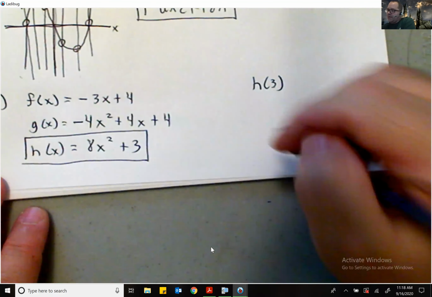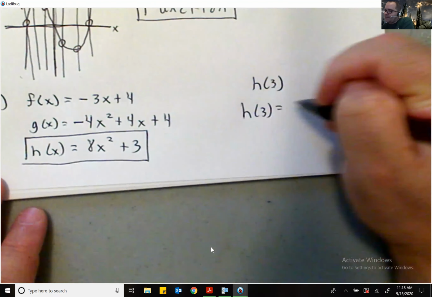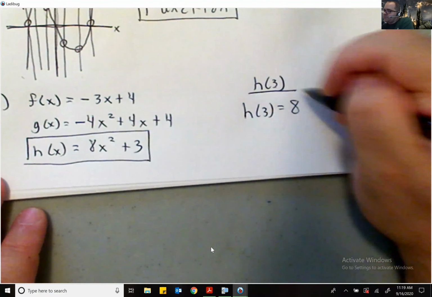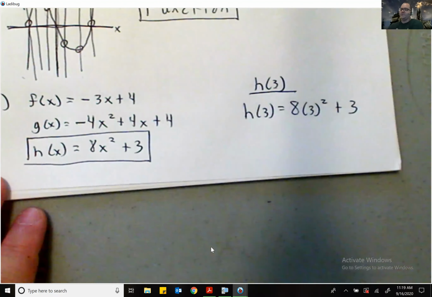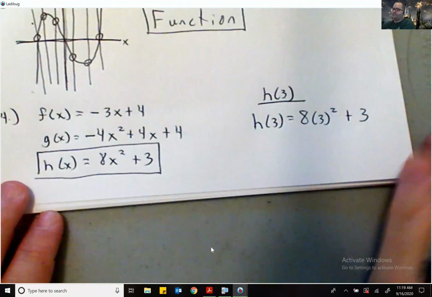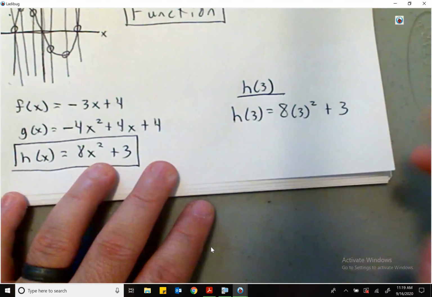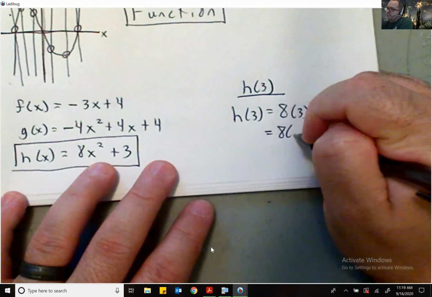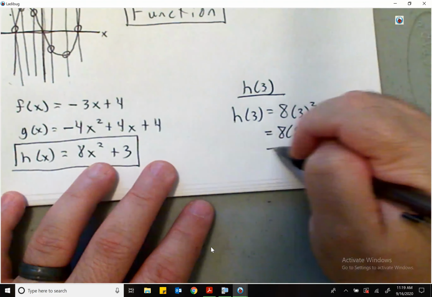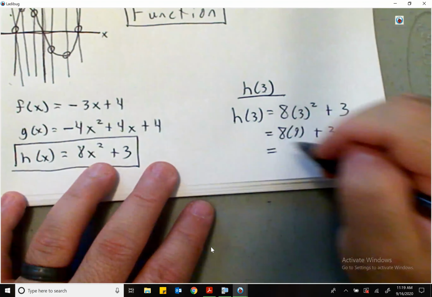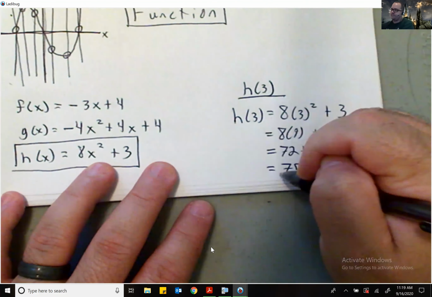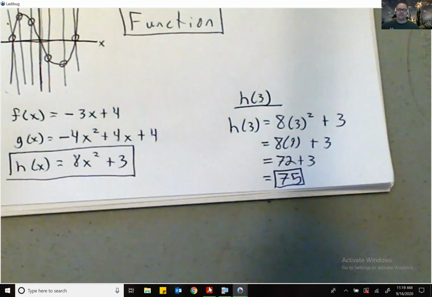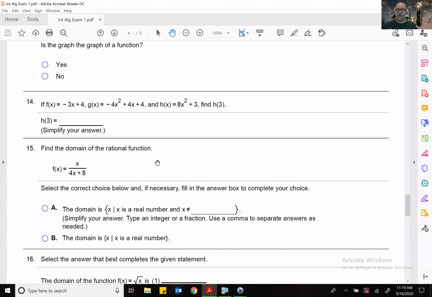So h of 3 is equal to 8 times 3 squared plus 3. And now you just do some PEMDAS. What's 3 squared? 9. So we're going to have 8 times 9 plus 3. What's 8 times 9? 72. 72 plus 3, 75. There's the answer. So all you're going to do is come back to your test, type 7, 5, done. Everyone good?